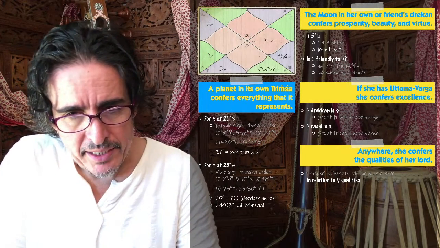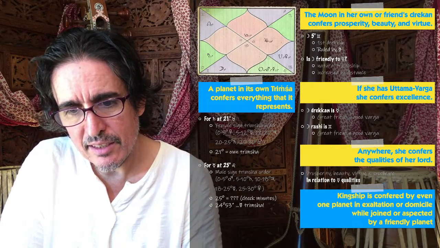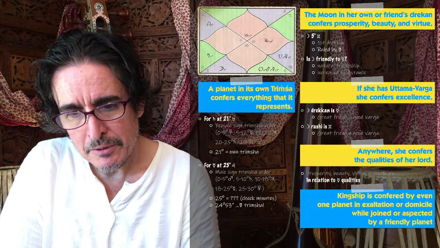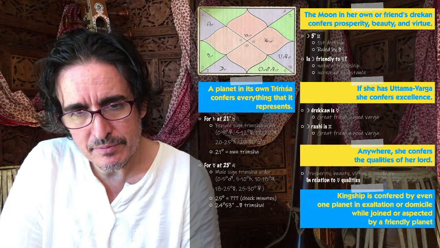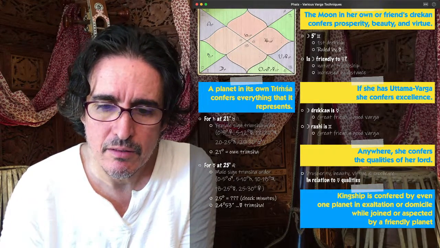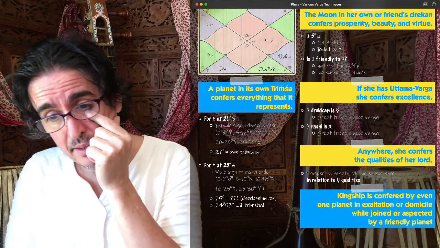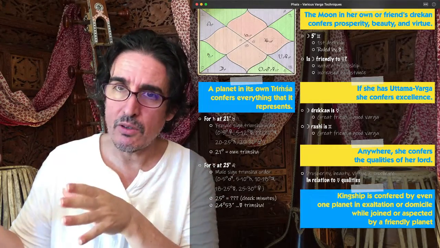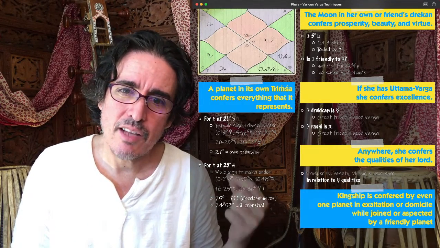There's one more point that was made. He said, kingship is conferred by even one planet in exaltation or domicile, while joined or aspected by a friendly planet. So let's find an example of this so you can see what he actually means. Can you find a planet in this chart that is either in domicile, which means its own sign? Domicile means in its own home. Or exaltation. There's not many.